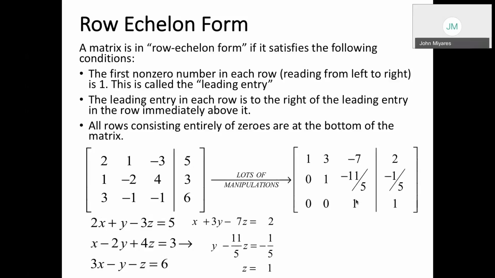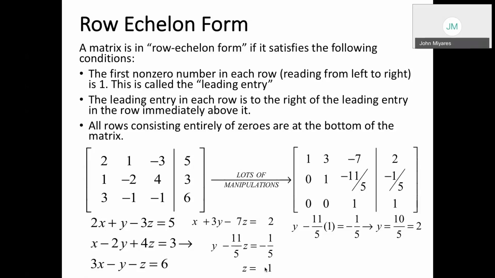The top row with the 1, the 3, the minus 7, and the 2 is going to translate to this first equation, x plus 3y minus 7z equals 2. The second row of the matrix with the 0, the 1, the negative 11 fifths, and the negative 1/5 translates to y minus 11 fifths z equals negative 1/5. And this bottom row, 0, 0, 1, 1, simply becomes z equals 1. Now, knowing that z equals 1, we can substitute that into the middle equation to get y minus 11 fifths times 1 equals negative 1/5.